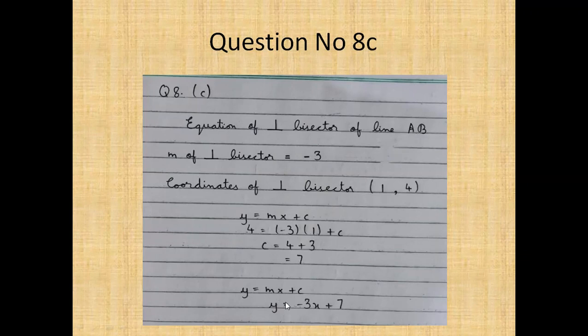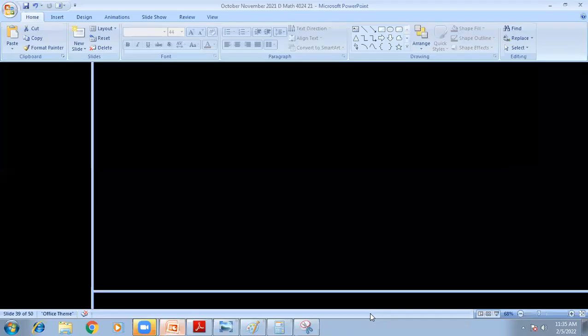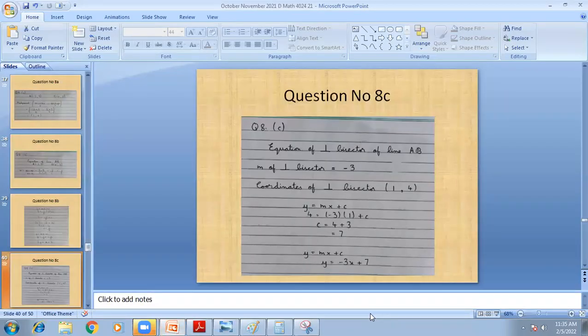So y equals mx plus c, that's the equation. So y will equal -3, m is -3, x plus c is 7. So the equation will be y equals -3x plus 7. This is how you find the equation of the perpendicular bisector of the line AB. Hopefully you understand this idea. It's a 3-mark part, so it's very important.